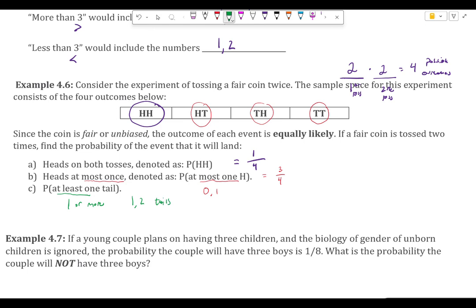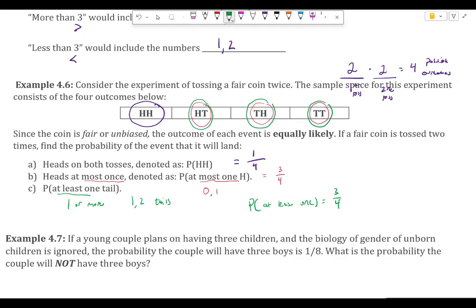So let's look for wherever we see either 1 or 2 tails. And we have the same 3 outcomes. So the probability of at least 1 would be equal to 3 out of 4.